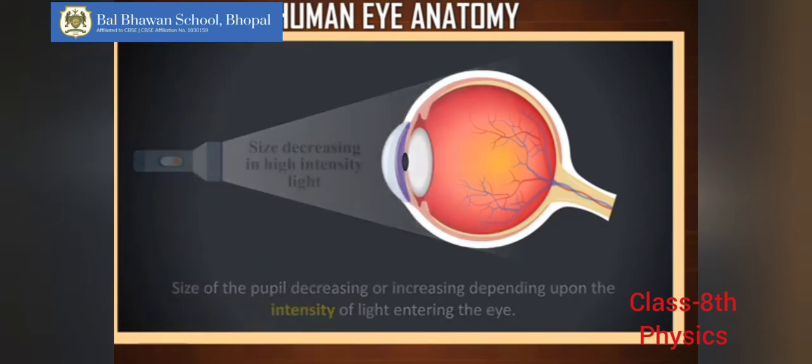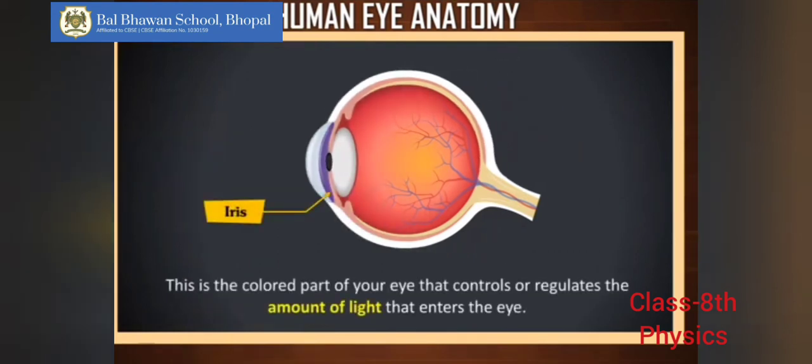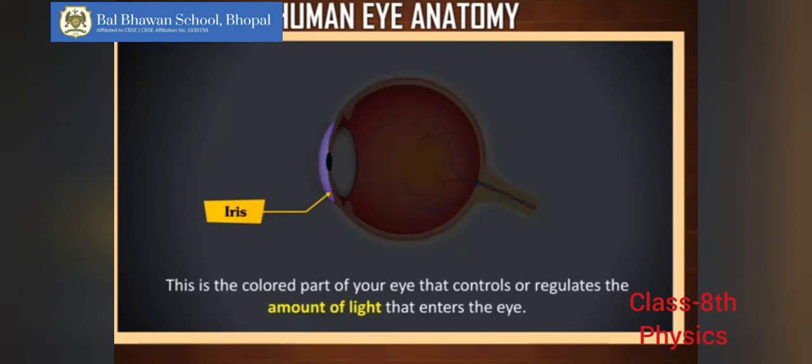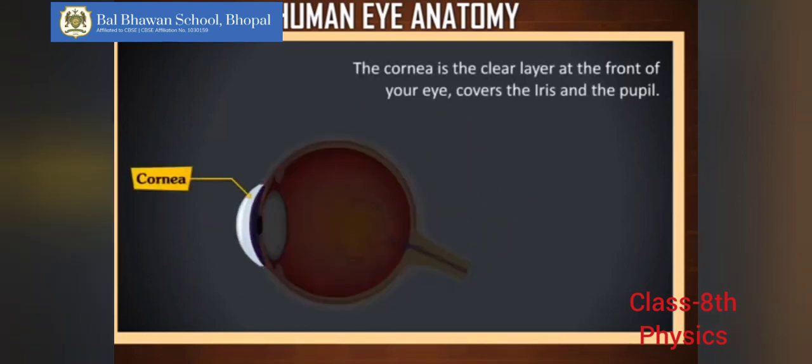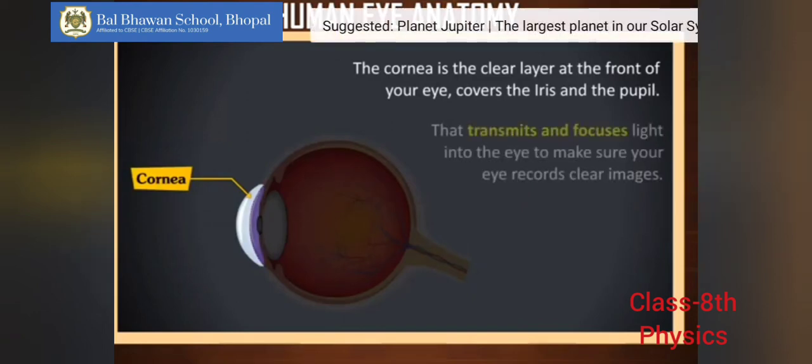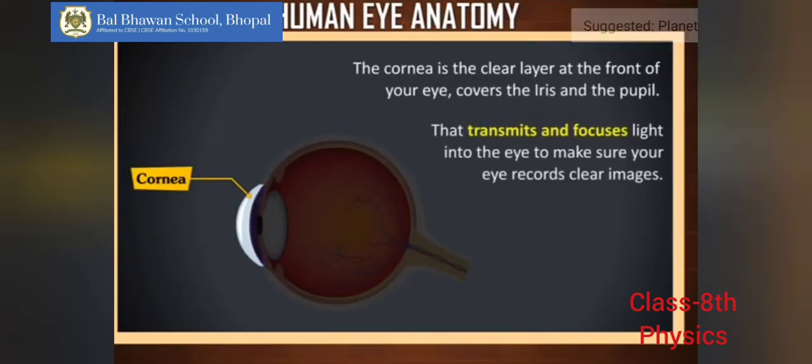Iris muscles regulate the size of the pupil. The pupil size depends upon the intensity of light. During daytime, the pupil is very small. The iris helps it to become larger and smaller in size. During dim light, the size of the pupil is larger. Now we can see the front portion of the eye, which is made up of transparent tissues.